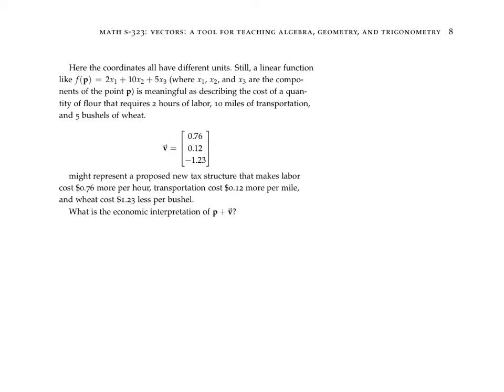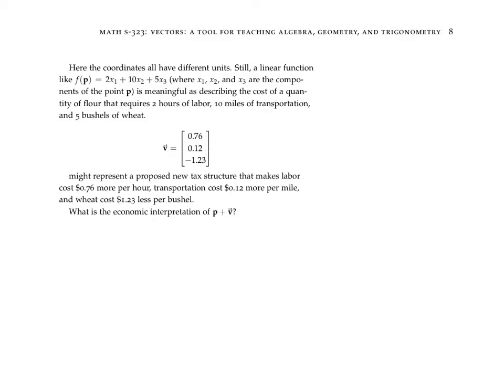What would that mean? The vector might be something like a new tax structure that makes labor costs 76 cents more per hour and transportation costs 12 cents more per mile, and wheat costs $1.23 less per bushel. So what's the economic interpretation of P plus this vector V?